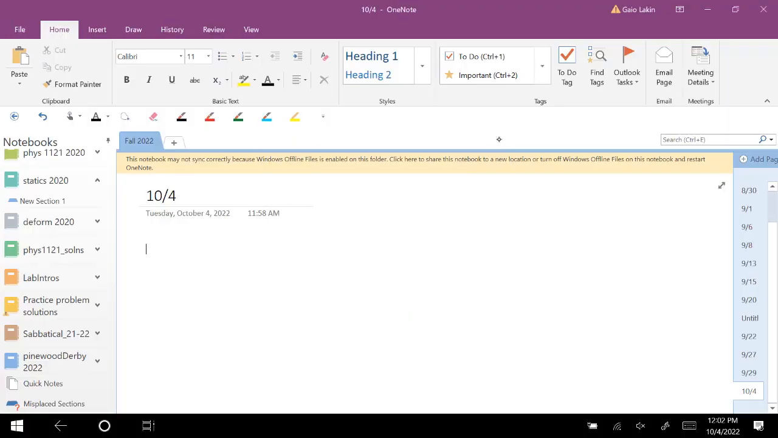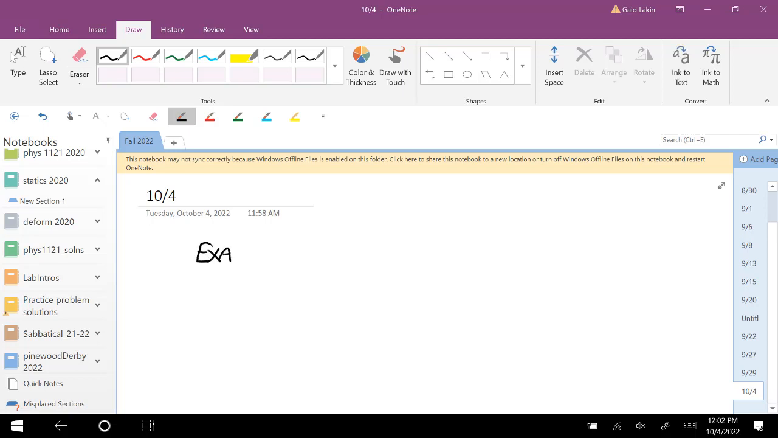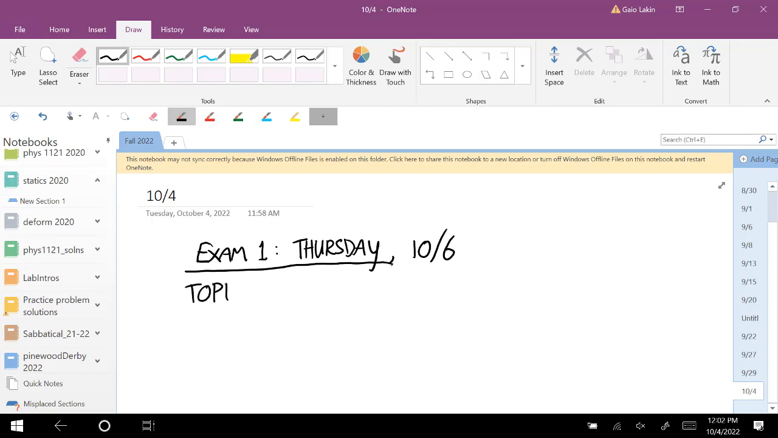Okay, so Thursday is the first test. So that would be what, 10-6? And the topics are everything up through control volumes. So none of this new stuff I'm going to talk about today. And any tables you need to use, I'll give you the tables. And any equations, there'll be equations on the test, but it's closed book and closed notes.